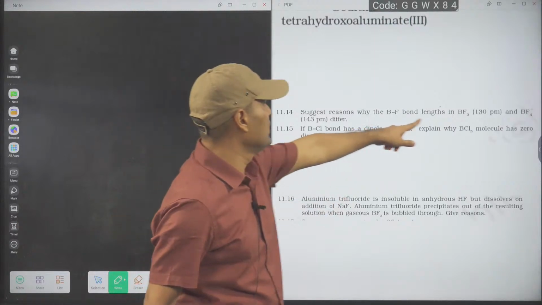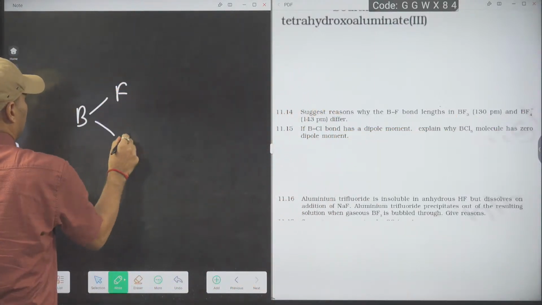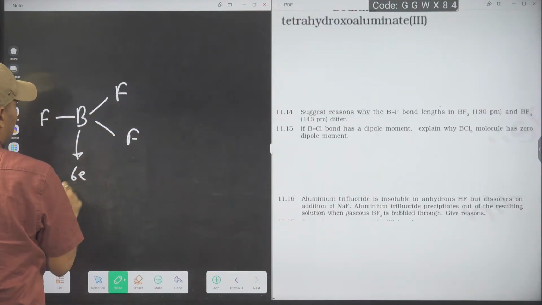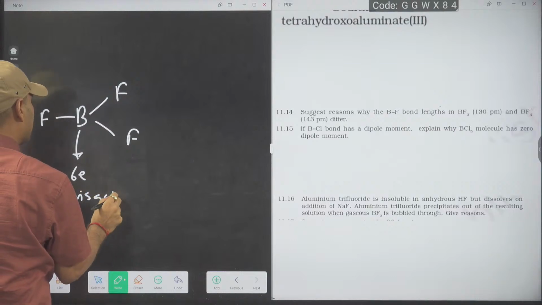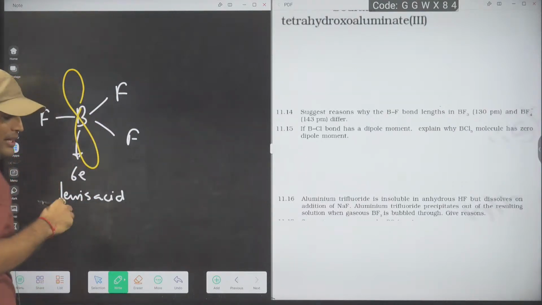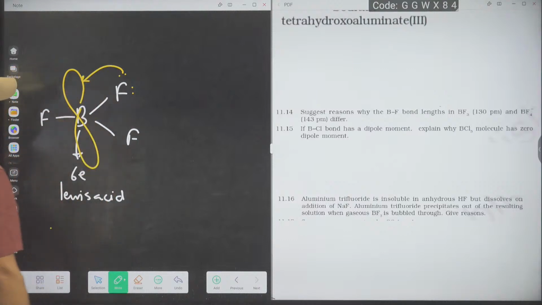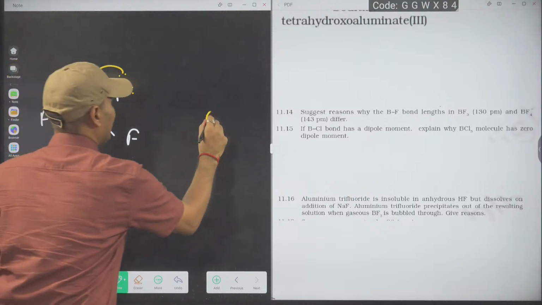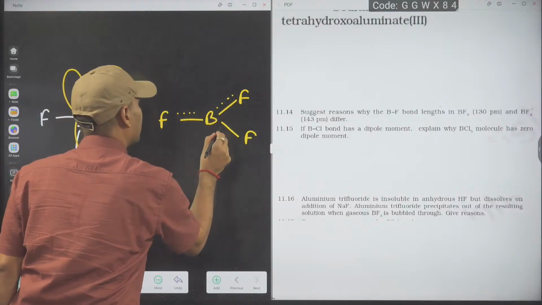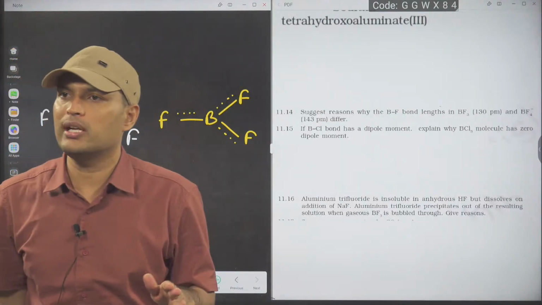Next part, BF3 and BF4 minus. Now this is based on back bonding. Okay? You can ignore this part also. Like we know that boron has only 6 electrons. It acts as a Lewis acid and it has one vacant p orbital. So fluorine donates its lone pair. So in BF3 there is a partial double bond character.